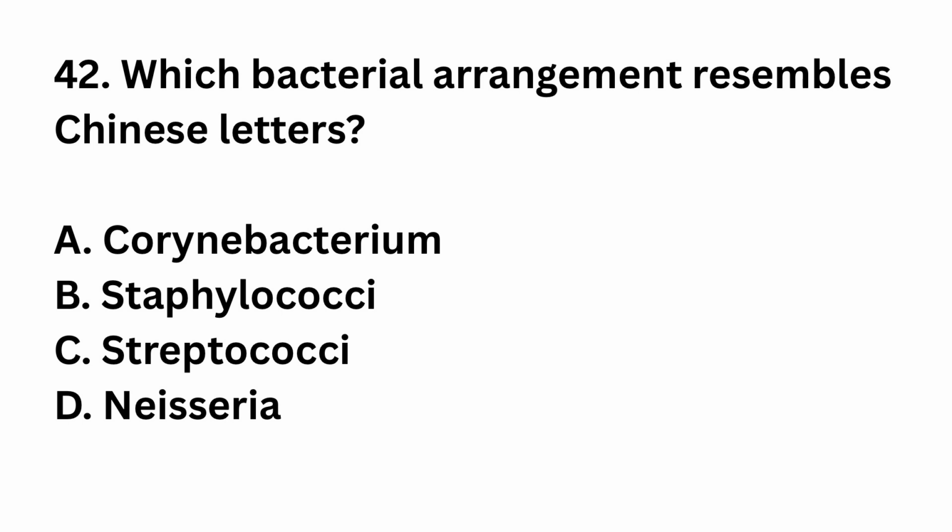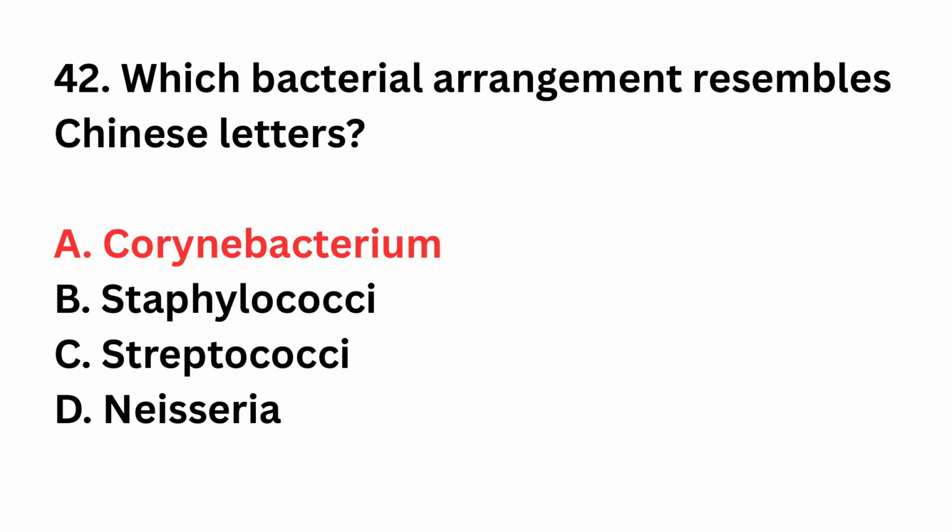Question number 42. Which bacterial arrangement resembles Chinese letters? Corynebacterium, Staphylococci, Streptococci, Neisseria. The right answer is option A, Corynebacterium. Corynebacterium shows angular Chinese letter arrangement.